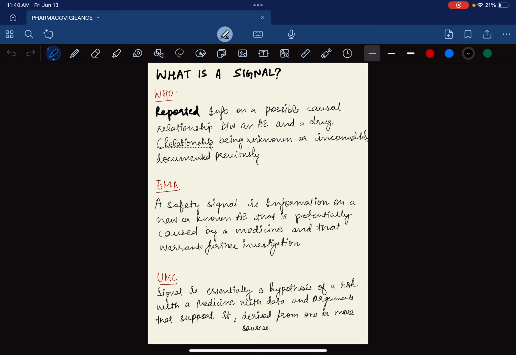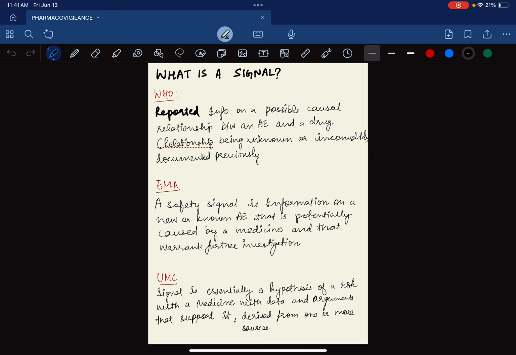Alright, as you can see on my screen, the topic for today is signal, or signal detection in pharmacovigilance. So, what exactly is signal detection in the field of pharmacovigilance? We will be going through the definitions listed here later, but in general terms, signal detection in pharmacovigilance is a process in which potential safety concerns are identified in relation to any pharmaceutical product.